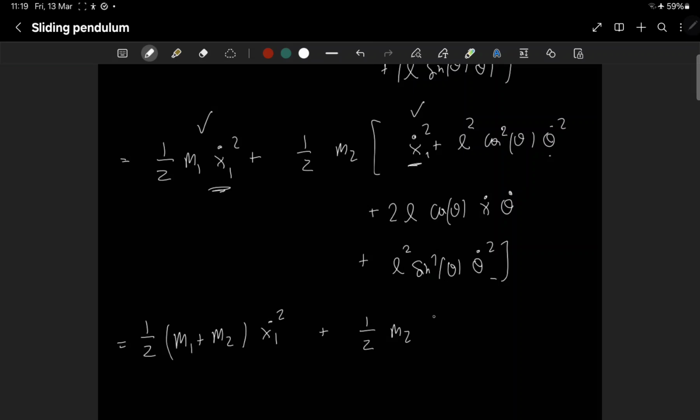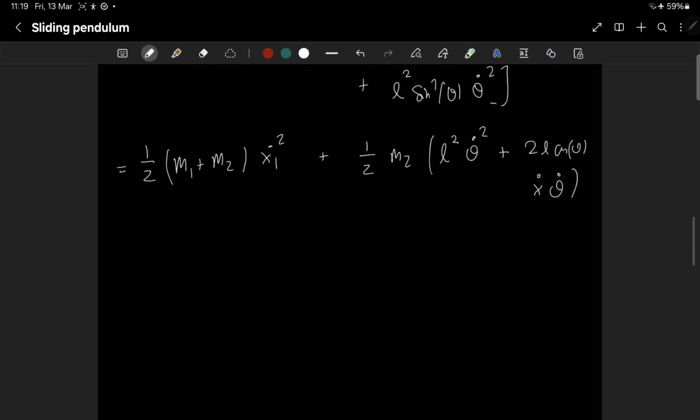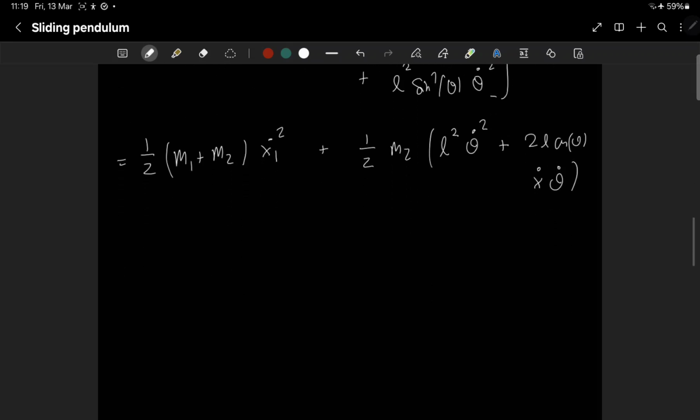So you have m2 times L squared theta dot squared plus 2L cosine theta x dot theta dot. So this is the kinetic energy. That's it. This is the kinetic energy. And now what we need to calculate is the potential energy. So this is the kinetic energy T.